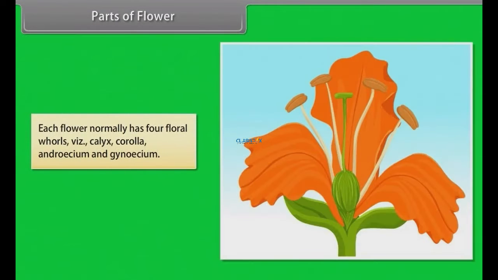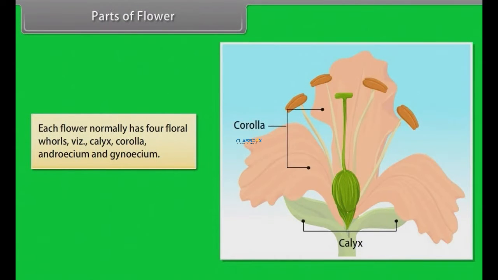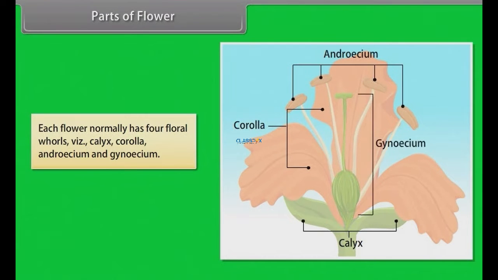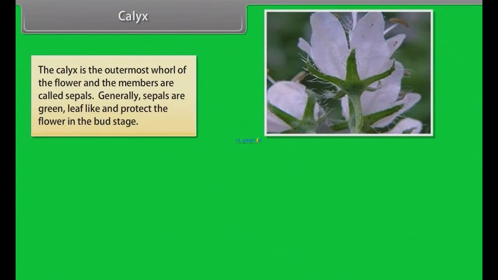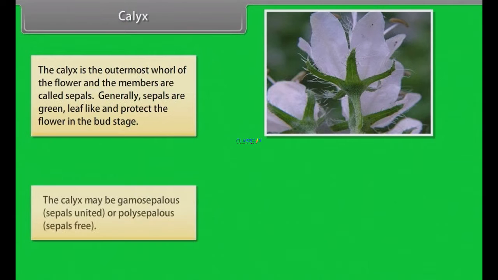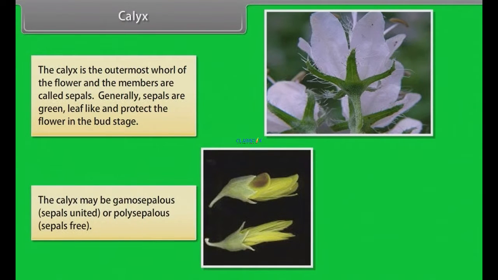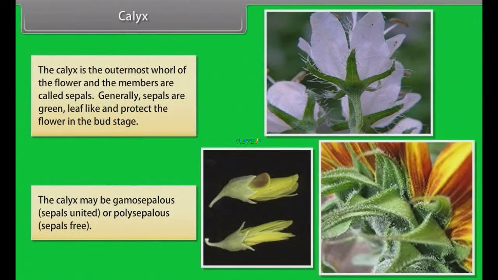Parts of flower. Each flower normally has 4 floral whorls: calyx, corolla, androecium and gynoecium. Calyx. The calyx is the outermost whorl of the flower and the members are called sepals. Generally, sepals are green, leaf-like and protect the flower in the bud stage. The calyx may be gamosepalous, sepals united, or polysepalous, sepals free.